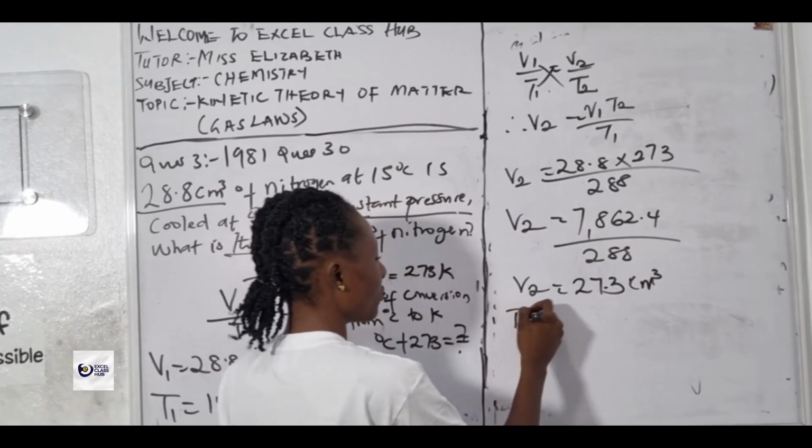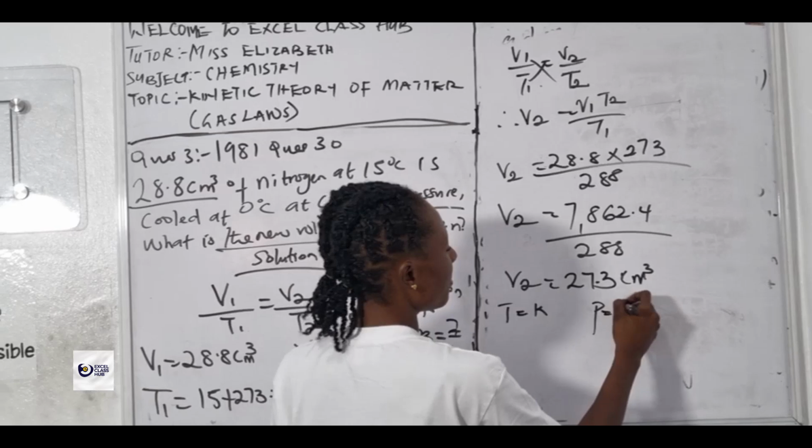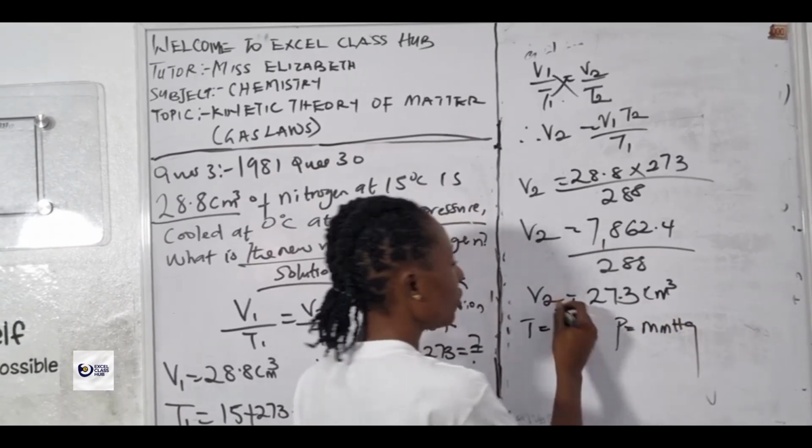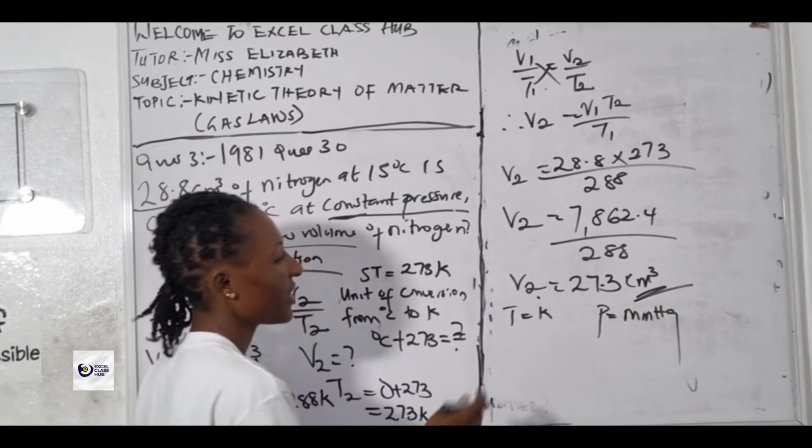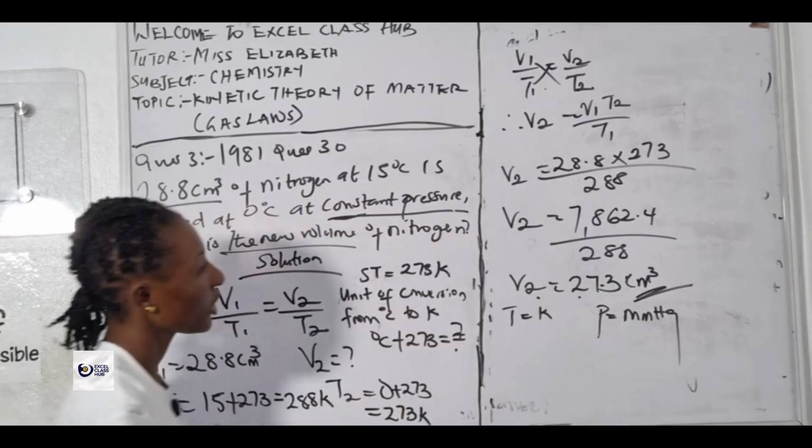When you're talking about temperature, we use Kelvin. When you're talking about pressure, we use millimeter mercury. And for volume, we use centimeter cube. So the final answer is 27.3 centimeter cube.